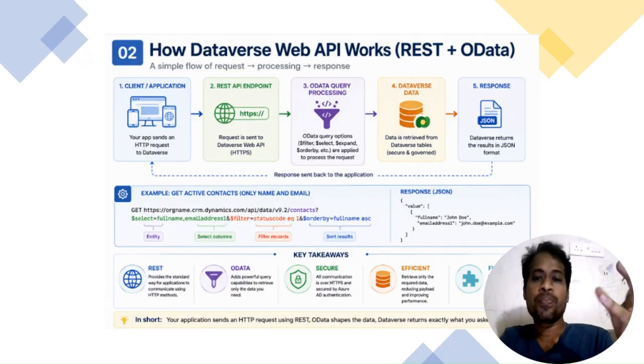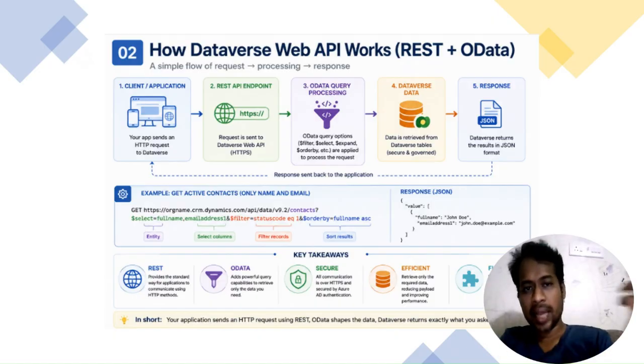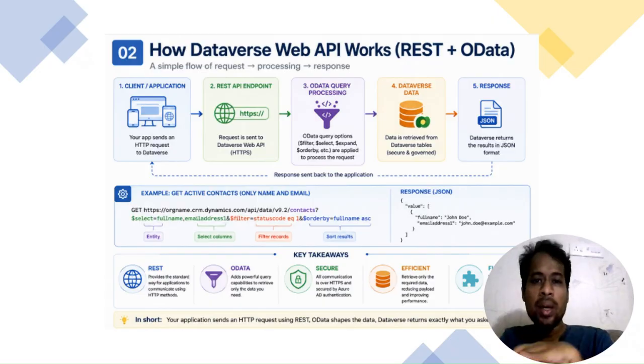For example, let's say we need a list of active contacts. To get that data, the application sends an HTTP request, and that HTTP request is processed by the OData or REST API endpoint. The request is sent to the Dataverse Web API endpoint, because Dataverse has its own Web API endpoint, right? That Web API endpoint receives the request from the client. And you can see the HTTP URLs in the diagram.